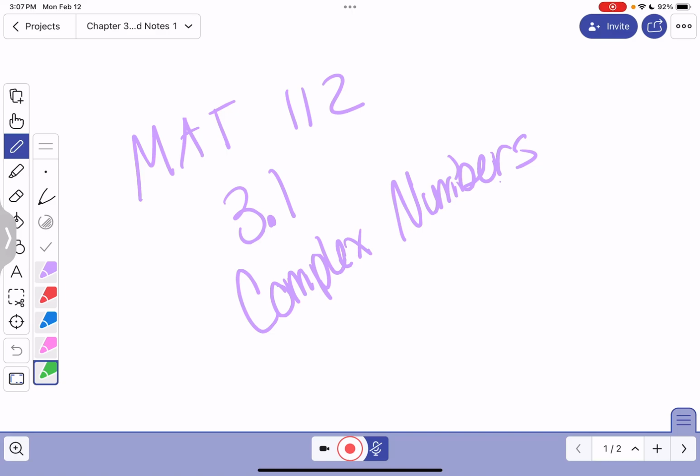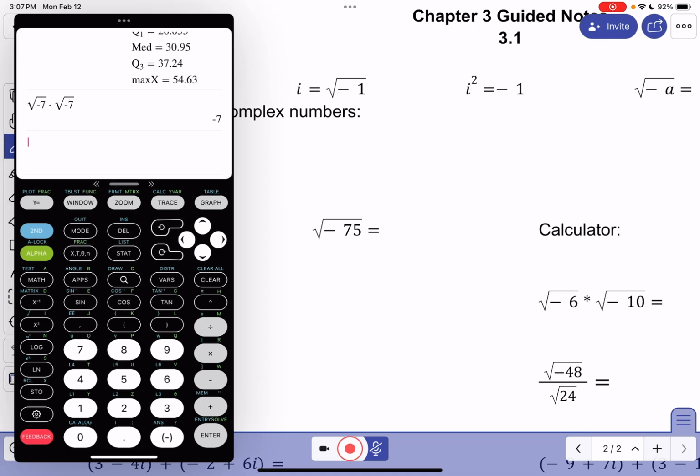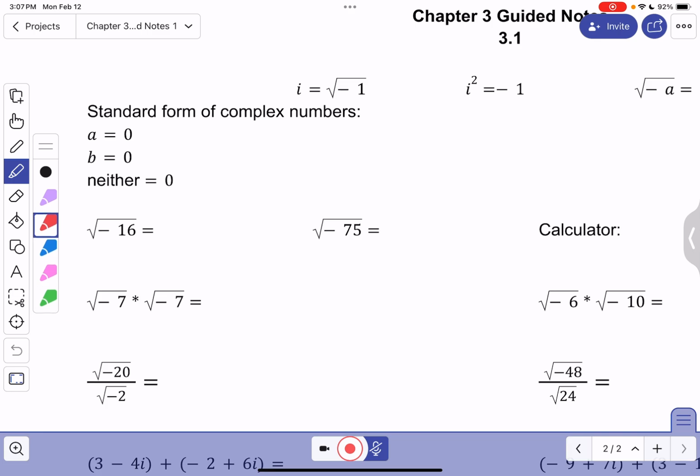This video is going to cover section 3.1 for college algebra, complex numbers. Mathematicians don't like not being able to find answers, so when they came across square roots of negative numbers having no solution, they didn't like that. So they made up the imaginary number i. The definition of i is that it's equal to the square root of negative 1. If you square both sides, then by definition, i squared is also negative 1.